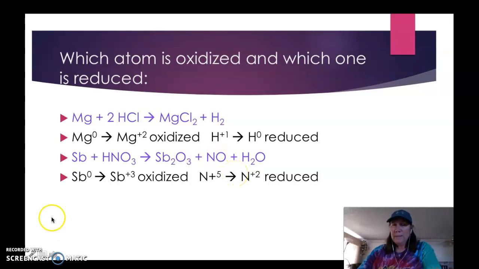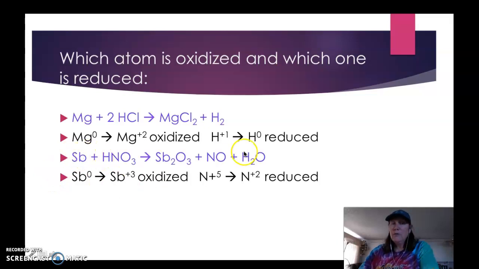Okay? So again, antimony went from 0 to +3. It became more positive, so it's oxidized. Nitrogen went from +5 down to +2. And again, it's still positive, but it's less positive, so that's why it's reduced. Okay, so when you're doing oxidation reduction, if one is oxidized, one has to be reduced. You can't have one without the other, but you just look at the charges, okay?